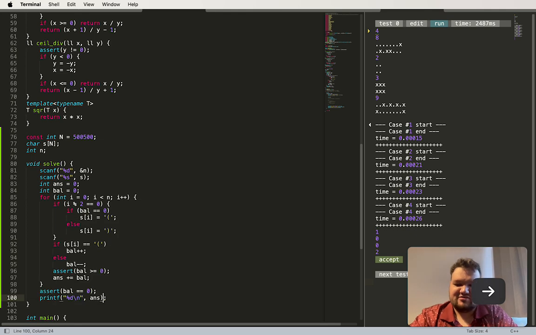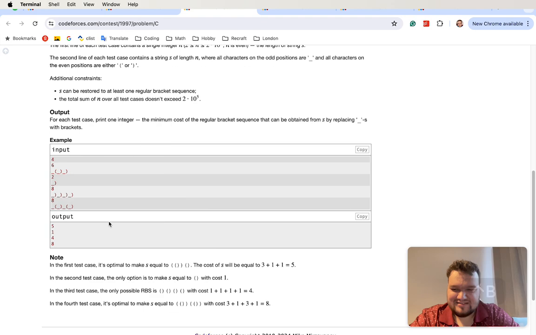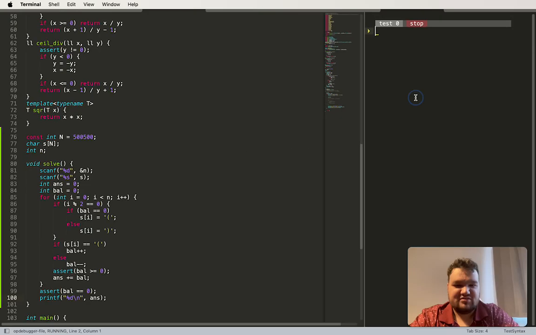Well, I think it should be guaranteed that the last one is the closing bracket, as it can be restored to at least one regular bracket sequence.